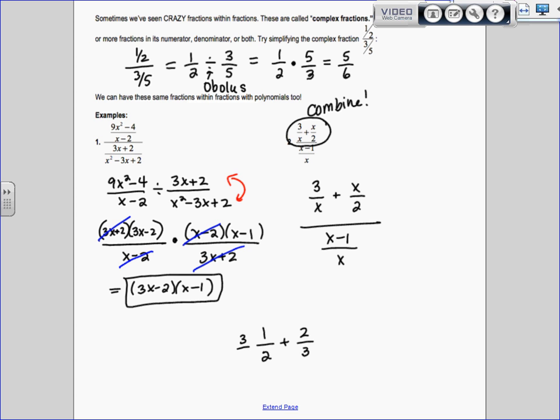Yeah, I multiply by 3 over 3 on this one. I multiply by 2 over 2 on this one. I get 3/6 plus 4/6. So I get 7/6, right? I get them so they have the same denominator, common denominators. That's what we're going to do on this.